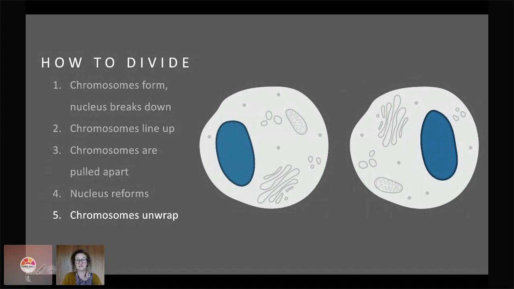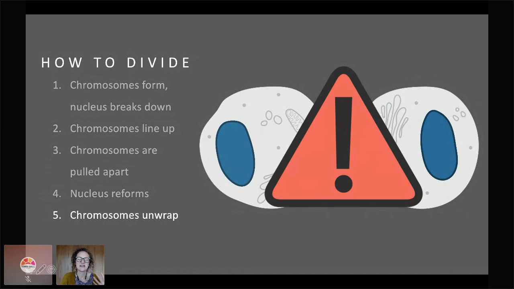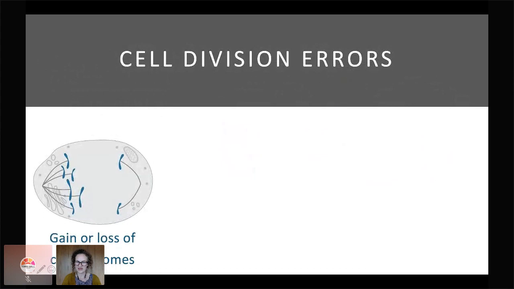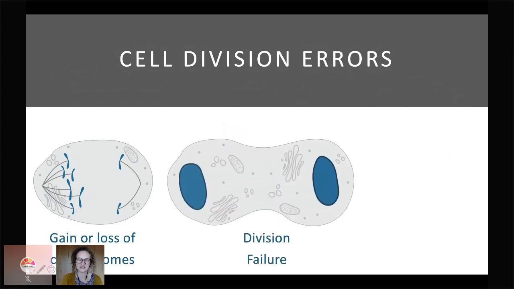And so, like I said, this is a very controlled process in cells, but it's also very easy for errors to occur. And so there's a couple different ways in which cell division can go wrong. One possibility is that there is a gain or loss of chromosomes. And this is what happens with Down syndrome and trisomy 21, where one cell receives too many chromosomes and one too few. Another possibility is that the two cells fail to separate, leading to one large cell with two nuclei that will eventually die, which has negative effects on an individual if their cells are dying.